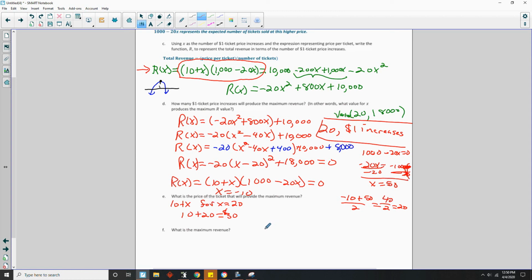And then it says, what is the maximum revenue? That's this problem up here. Okay, so according to the R value at the vertex, the maximum revenue will be right here. Our constant, $18,000. The vertex form, 20, 18,000. Maximum revenue would therefore be $18,000.